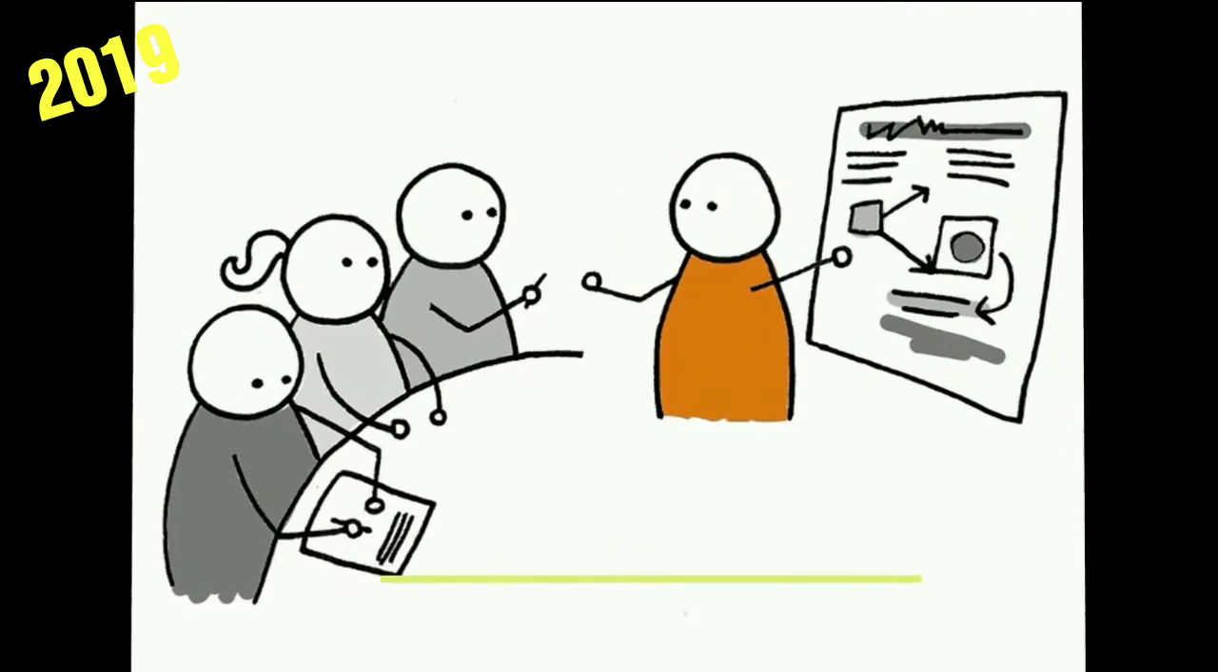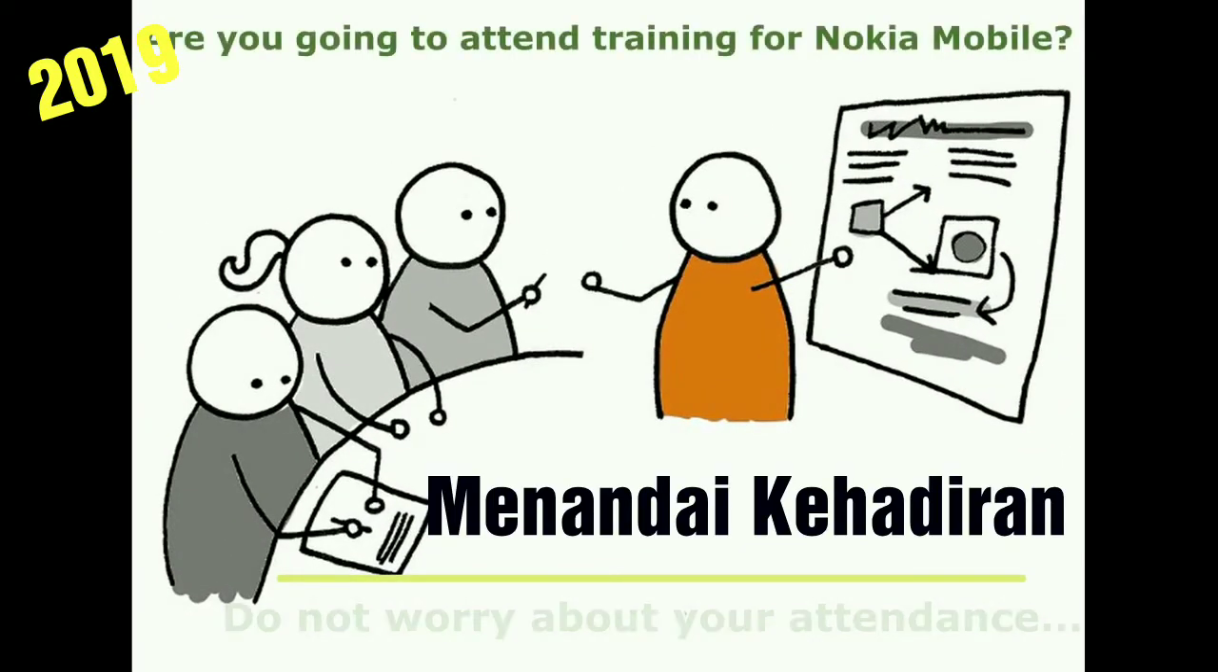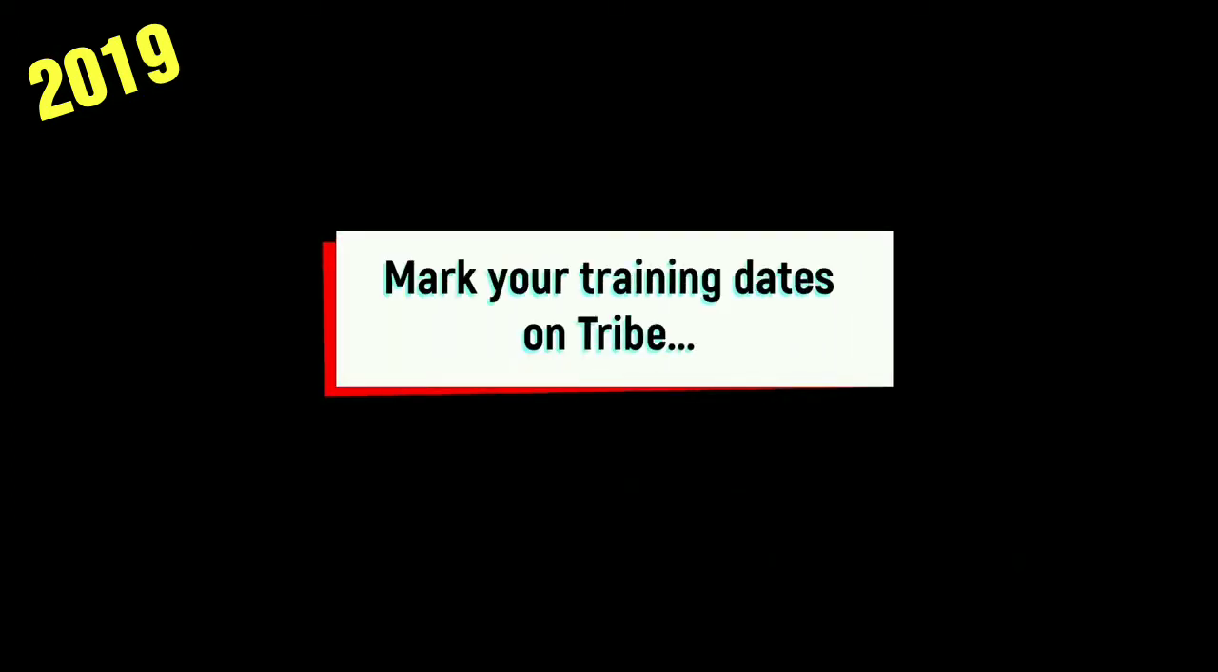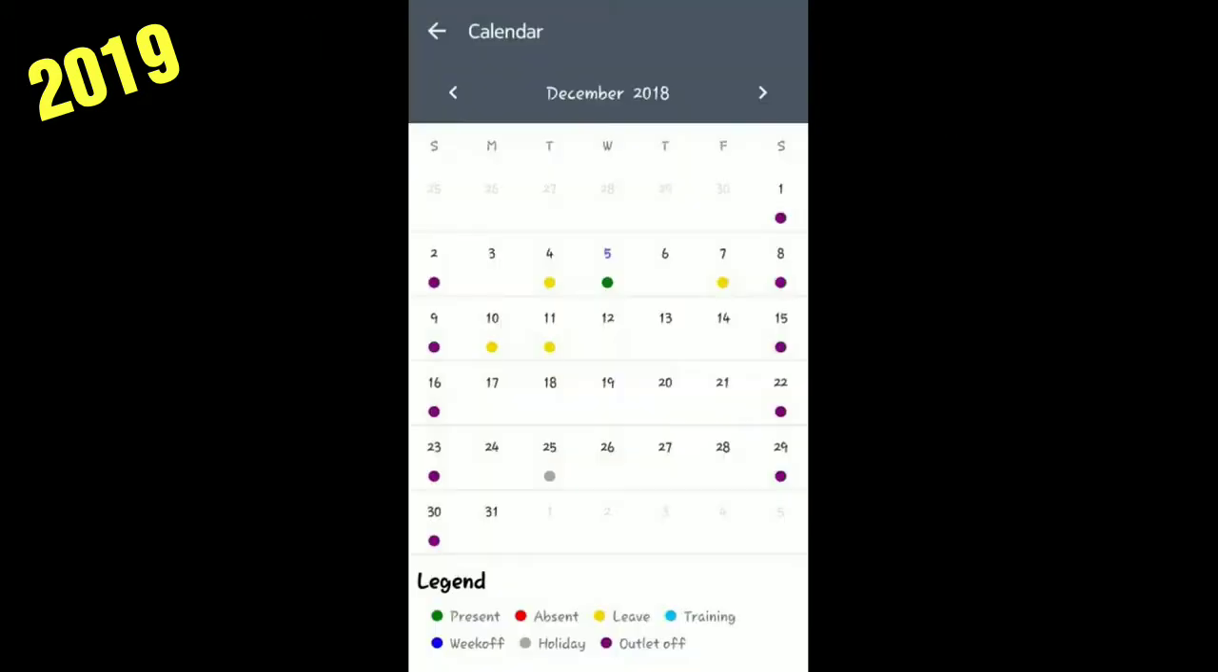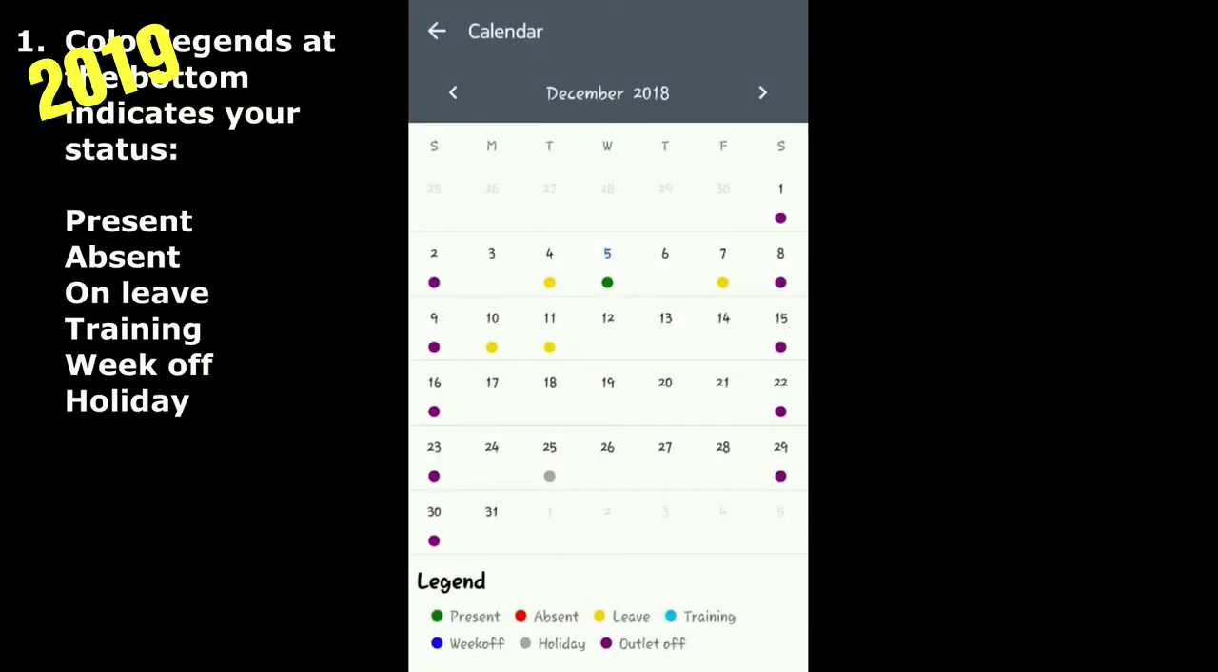Are you going to attend training for Nokia Mobile and worried about your attendance? Relax, you can easily mark your training dates as training on the Tribe app. Go to the dashboard screen and under Attendance, tap on Details icon. Here, color legends on the calendar help you identify your attendance in a better manner.